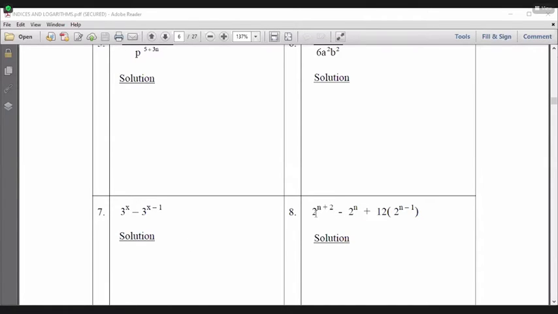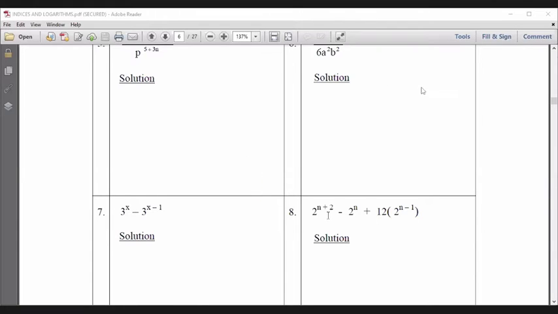This is 2 raised to power n plus 2. And I'm asking, is it not the same as 2 raised to power n times 2 raised to power 2? It's the same. So I have 2 raised to power n plus 2 written as 2 raised to power n times 2 raised to power 2 minus 2 raised to power n for these two parts. Is that true? Yes.